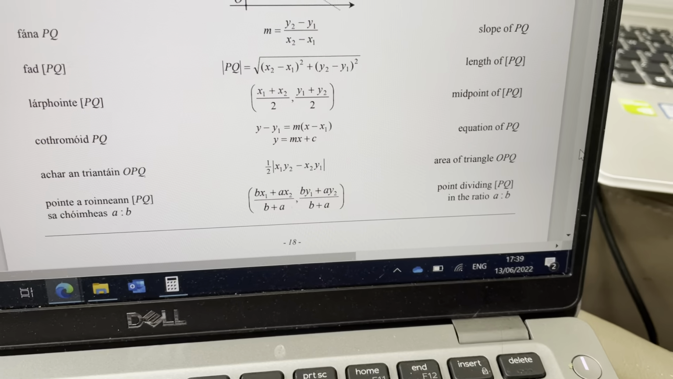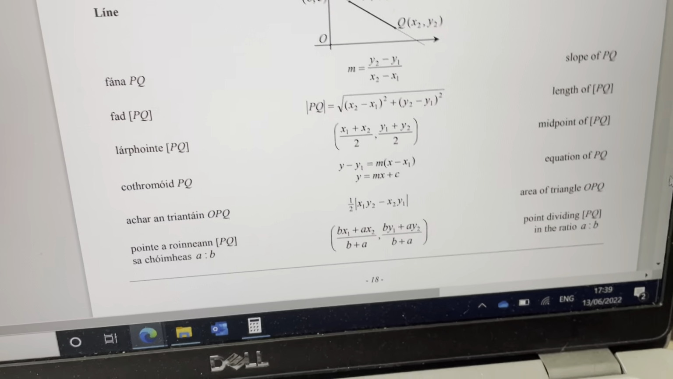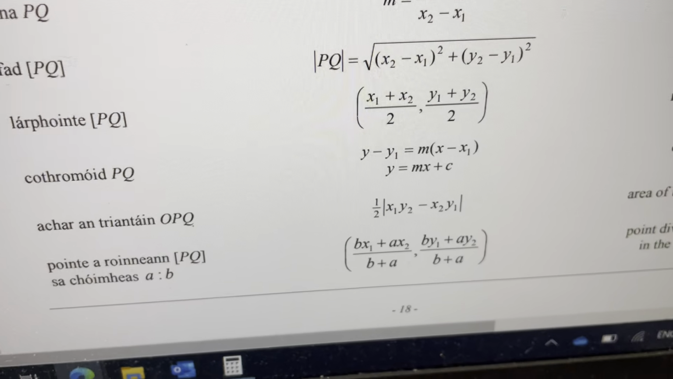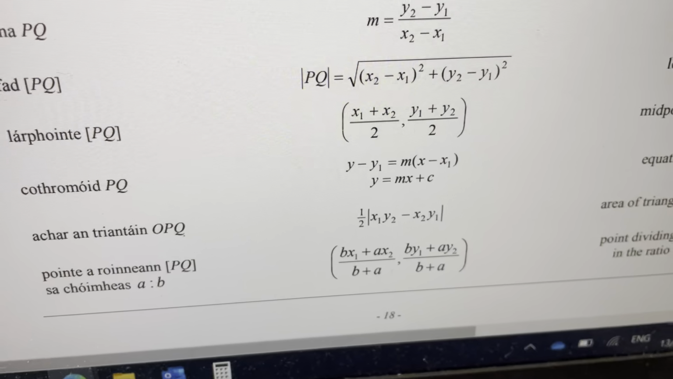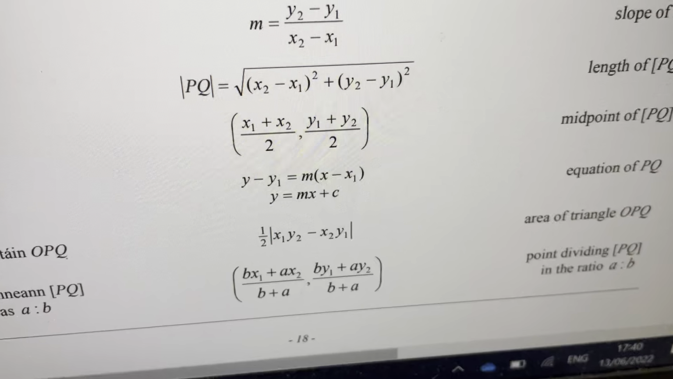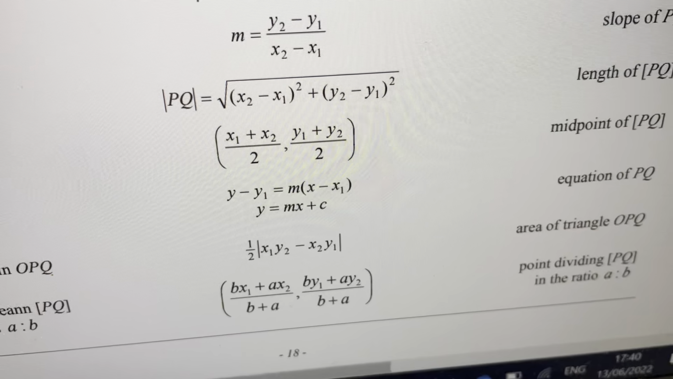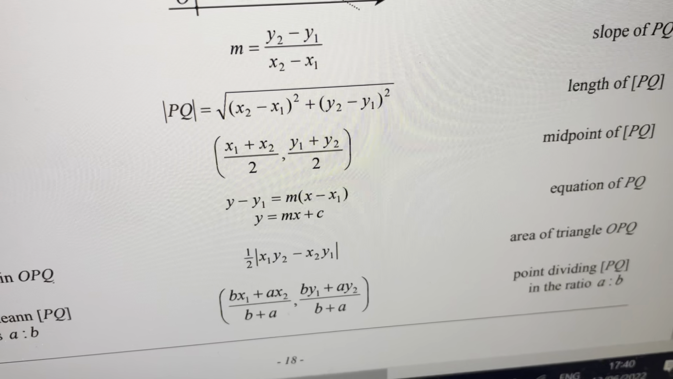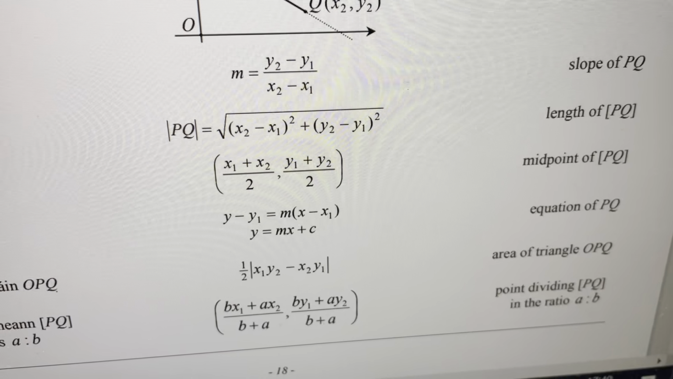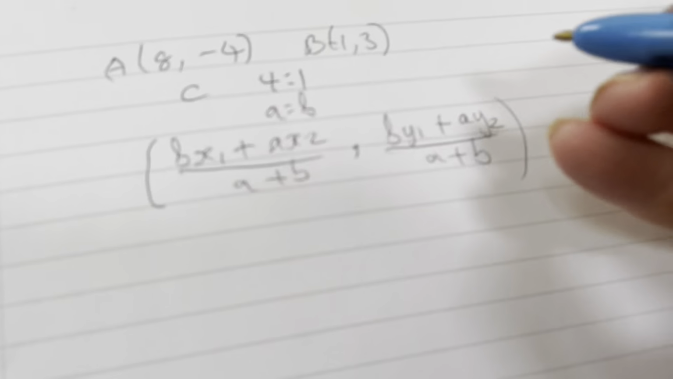Okay, so let's transfer that. So that's bx1 plus ax2 over a plus b. And the y component is by1 plus ay2 over a plus b. Yeah, so it's kind of a weighted average of those points in a way. So now we have that formula there.